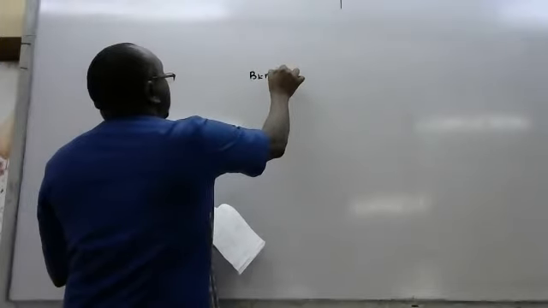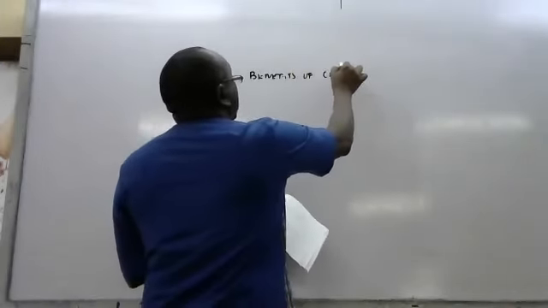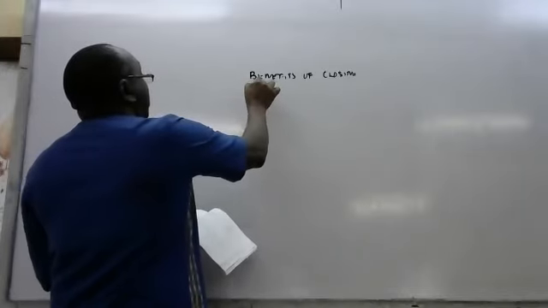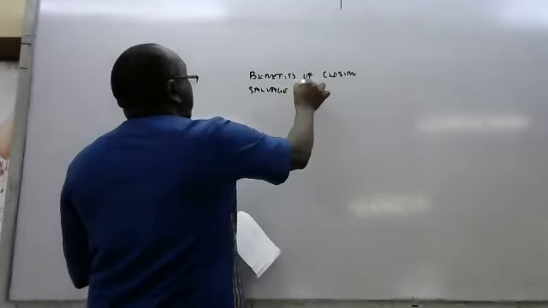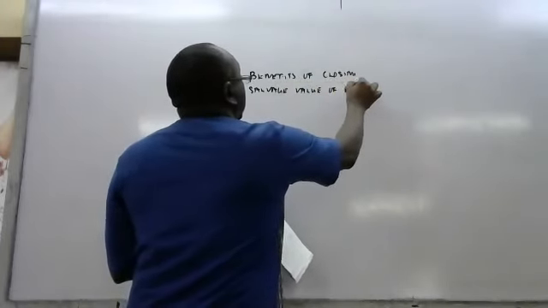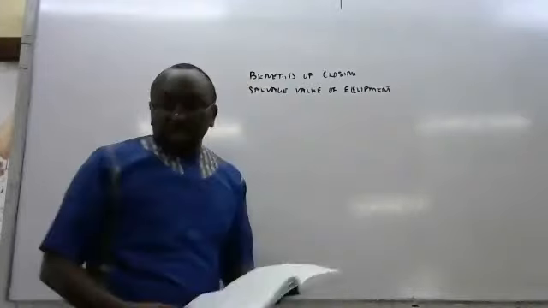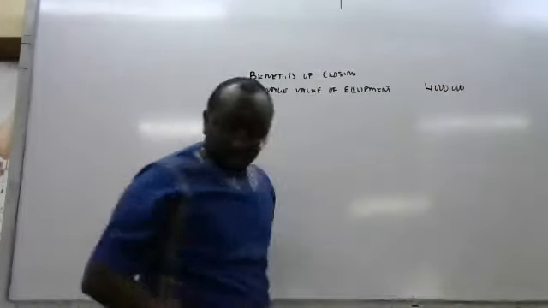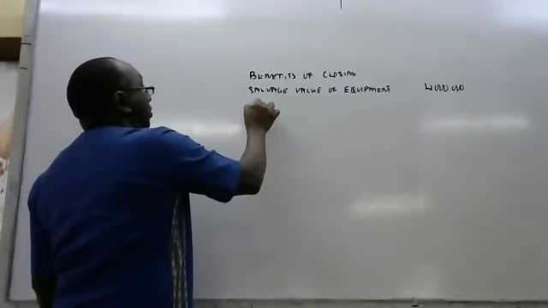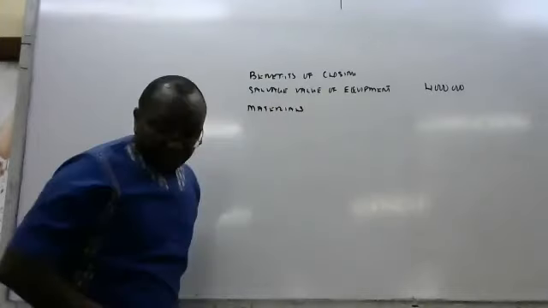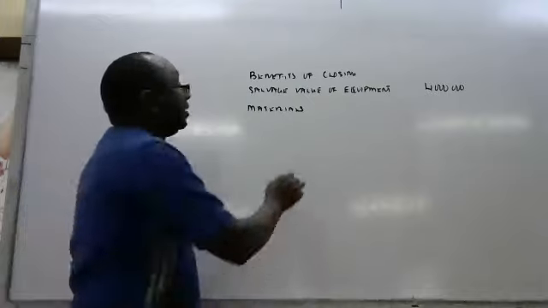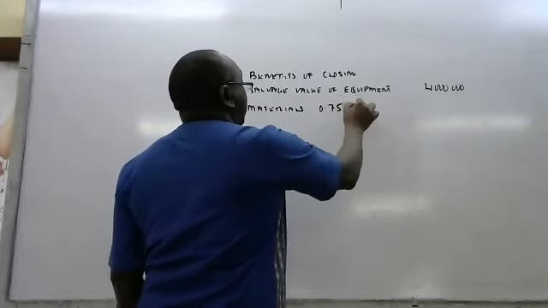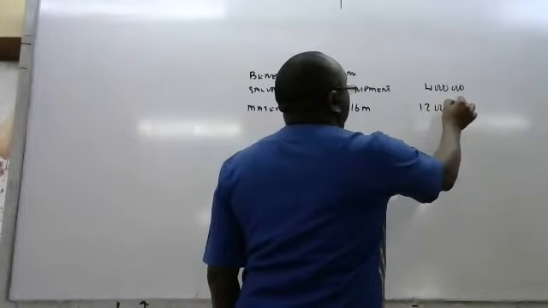Benefits of closing. The benefits of closing. One is salvage value of the equipment. If we close this branch, we will save 4 million. Number two, materials will be 75% of 16 million, which is 12 million, that will not be incurred again.